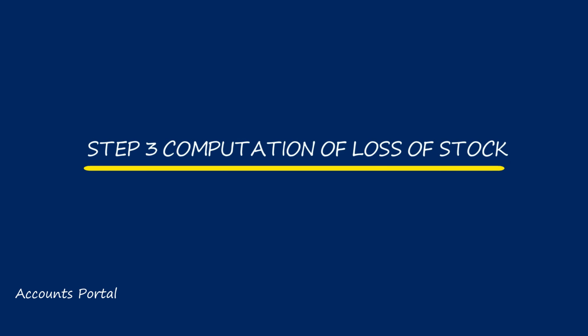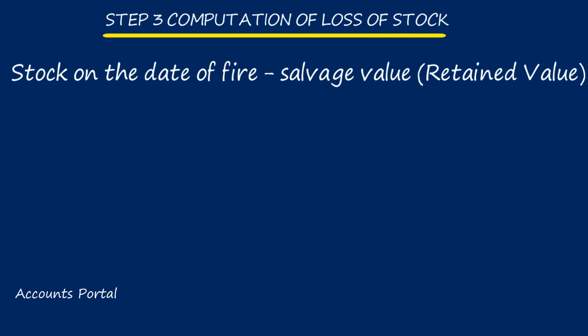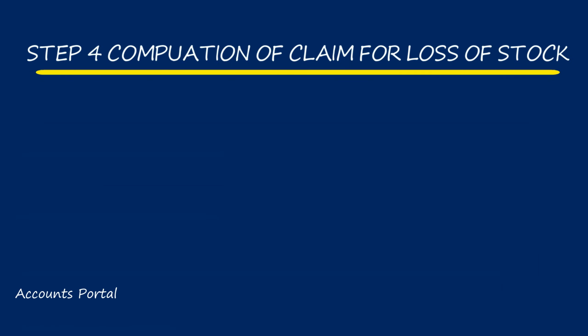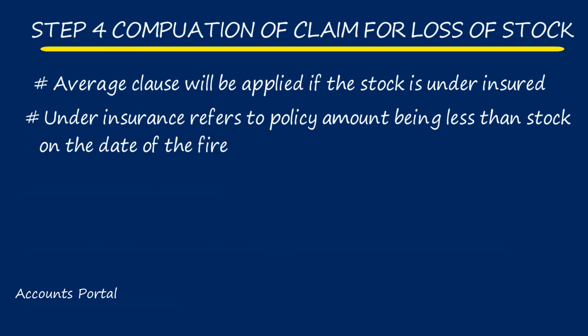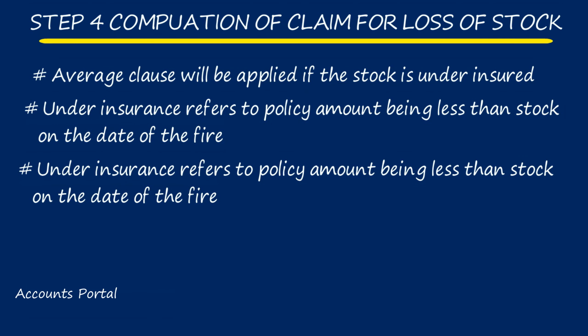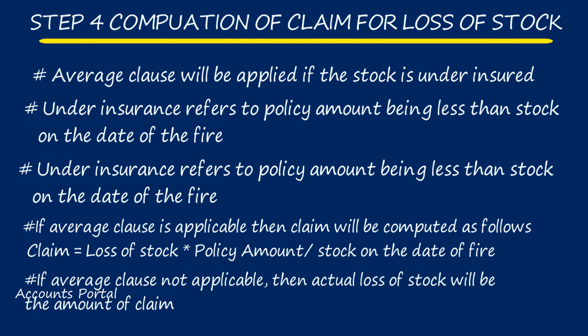Step number 3, computation of loss of stock. So loss of stock equals closing stock on the date of fire minus salvage value or salvage value retained. Step number 4, computation of claim for loss of stock. If the average clause is not applicable, then the claim amount will be loss of stock or policy amount, whichever is lower. If the average clause is applicable, then the claim amount will be computed as loss of stock into policy amount divided by stock on the date of fire.